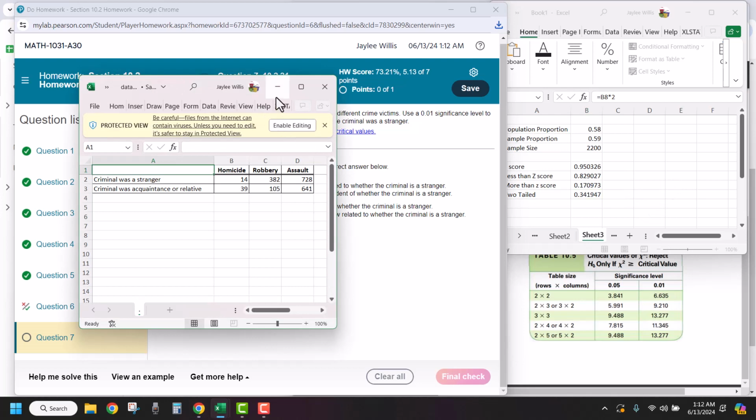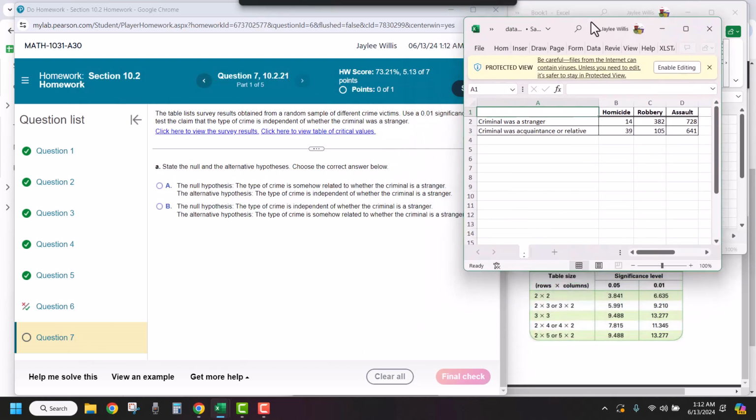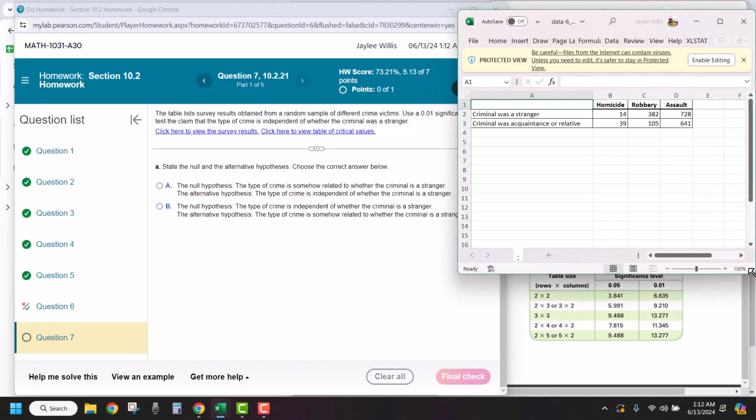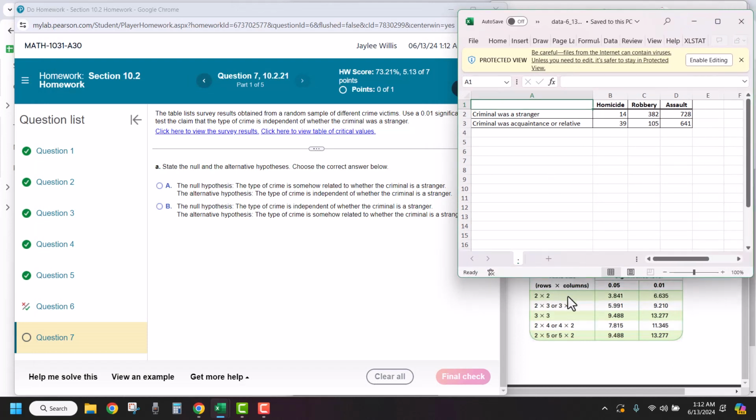Okay, so the basic idea of a two-way table hypothesis test is you're going to test whether or not the two variables are related to each other. So in this case, we're looking at whether or not the type of crime is related to the relationship between the criminal and the victim.